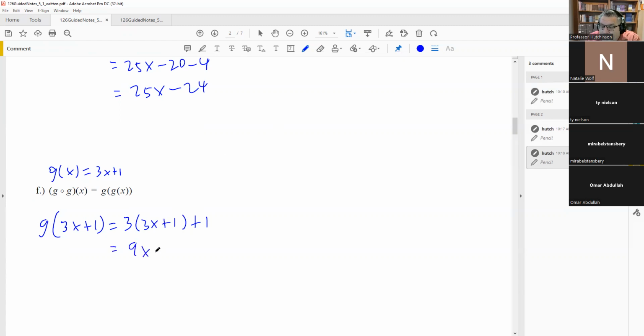So then you get 9x plus 3 plus 1, or 9x plus 4. So g of g of x is going to be equal to 9x plus 4. Okay, and that would be your final answer on that one. Again, these you can't simplify or do any more with because we don't know what the x value is. So that's why we just leave our answer there in terms of x.